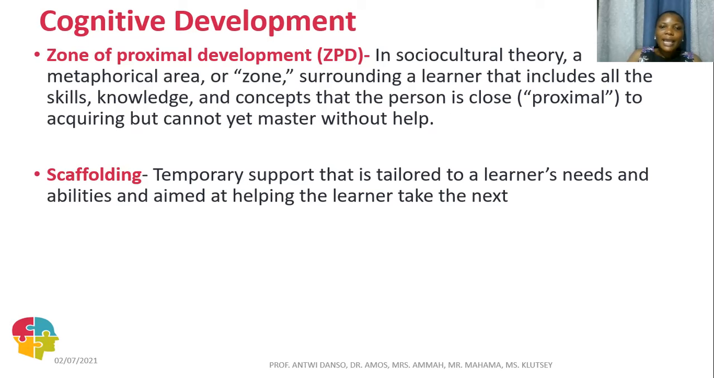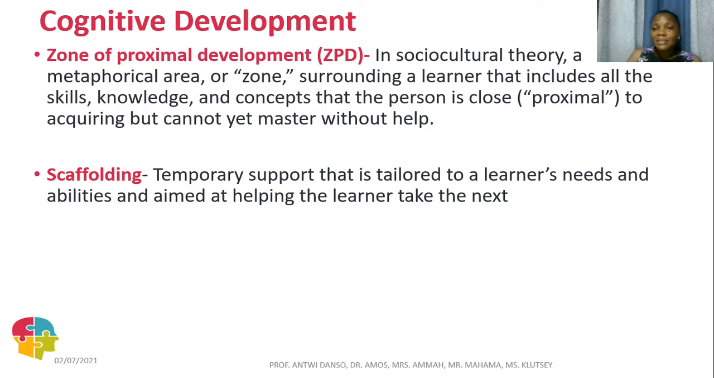He also talked about the zone of proximal development. ZPD, where he says that children are able to learn skills, knowledge, and concepts that a person that is close to them can do. So the principle states that they have not mastered that skill, but with a tiny help from somebody who is close to them, children can be able to master those skills.